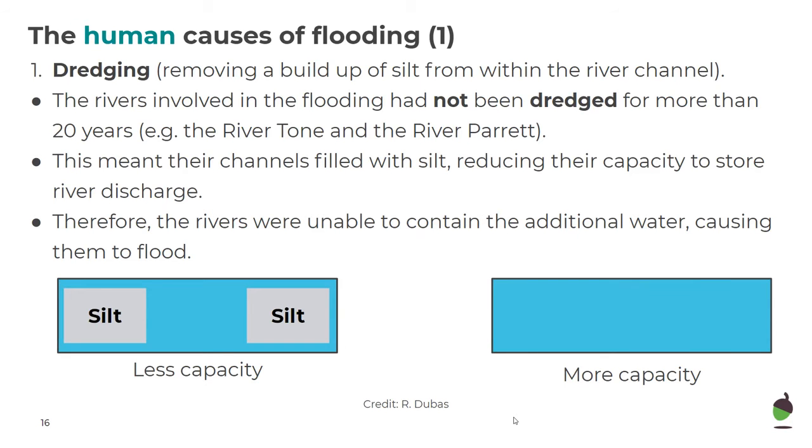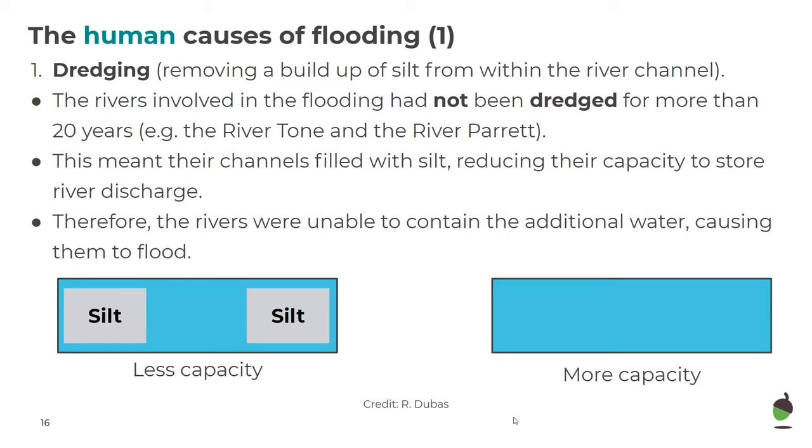So there were 2 human causes of flooding in Somerset. The first human cause was linked to dredging. So dredging means to remove a buildup of silt from within the river channel. This allows the river to have full capacity so that it can hold as much water or as much river discharge as possible. This might prevent it from flooding. However, the rivers involved in the flooding within Somerset had not been dredged for more than 20 years. So for example, the River Tone and the River Parrett.